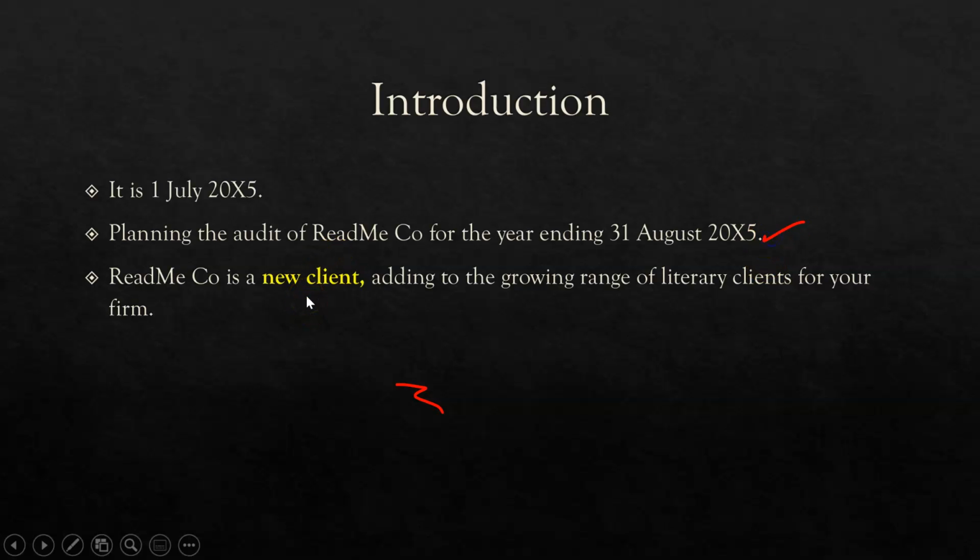We've been saying it so many times now, I think you know straight away that this says there is a new client. I'm going to do this both together. Answer both parts together in terms of ratios and the questions.